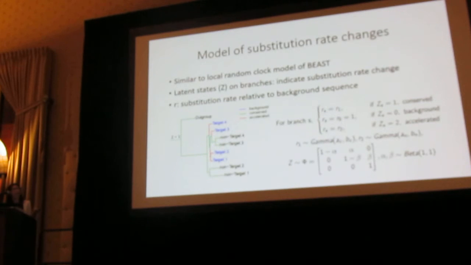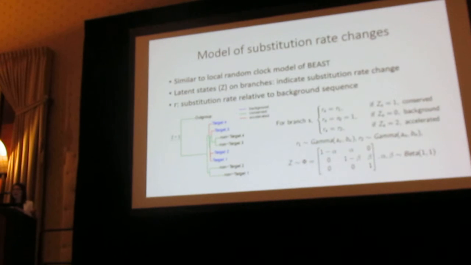The model of substitution rate change is similar to the local random clock model in BEAST. We assume there are three types of latent state on each branch: the background state or neutral state, the conserved state, and the accelerated state. These three states have different substitution rates. In the background state, the substitution rate is 1 relative to the background sequence. For the conserved state, the substitution rate is smaller than 1. And for the accelerated state, the substitution rate is higher than in the background state.